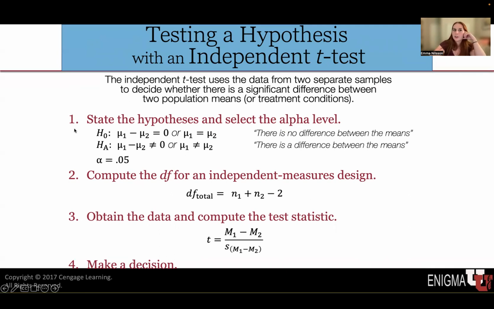Our hypotheses, the first step is to state our hypotheses and select our alpha level, as always. Our null hypothesis in an independent t-test is that the two population means have no difference between them. The alternative hypothesis is that there is a difference between the two population means. The alpha level is still generally just 0.05 or 0.01 or 0.001. Second step, compute the degrees of freedom. We know how to do that with this new formula. The third step is to obtain the data and then to compute our test statistic, and we'll go over how to do that in the next slide. And then we make a decision.